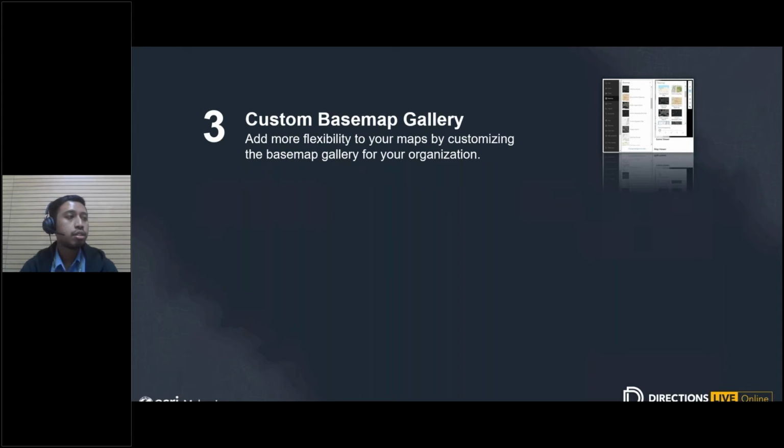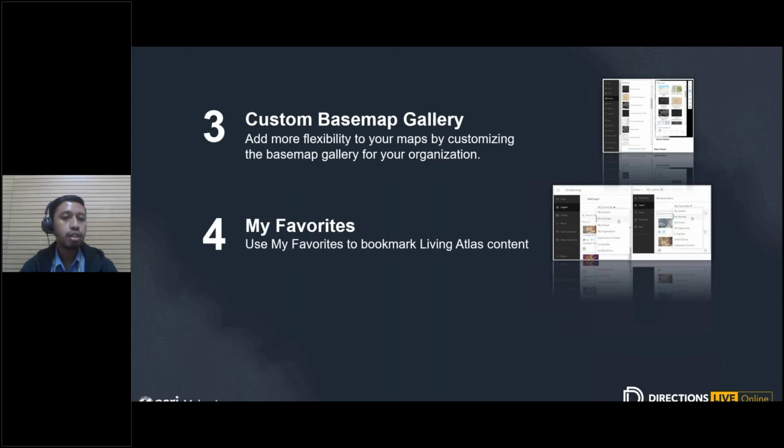The fourth one is my favorite. We can use My Favorites to bookmark Living Atlas content. My Favorites are built into the Map Viewer and Scene Viewer, so you can use favorites for quick access. It is a handy technique to find a Living Atlas layer without needing to go back and search again.